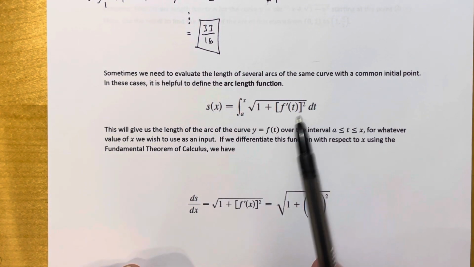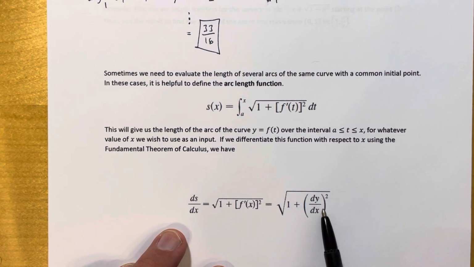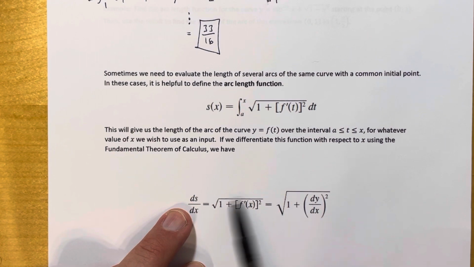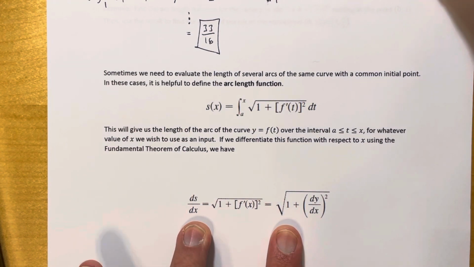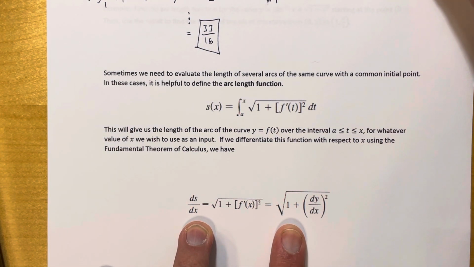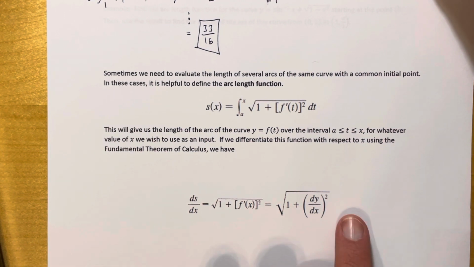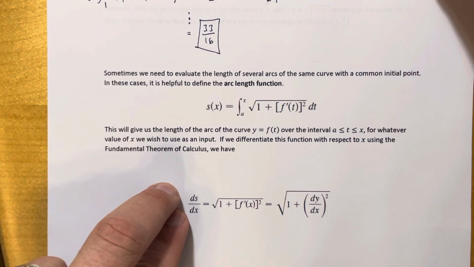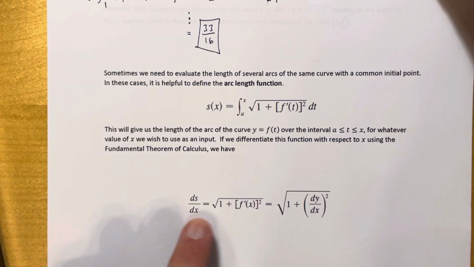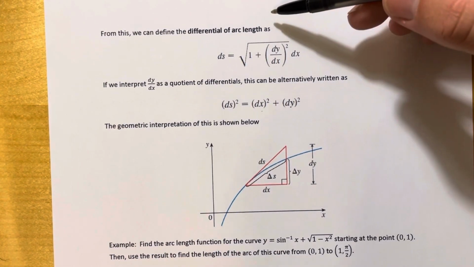So if I were to differentiate this, I would get ds dx equals the square root of 1 plus f prime of x all squared, or in Leibniz notation, 1 plus dy dx squared. Okay, so this is what the derivative of my arc length function looks like. Now, from this, if you remember talking about differentials back in Calculus 1, we can define the differential ds as this expression times dx. So a way of remembering that is if we interpret that ds dx as if it were a fraction, and then multiply both sides of this by dx, you end up with this thing right here. We call this the differential of arc length.